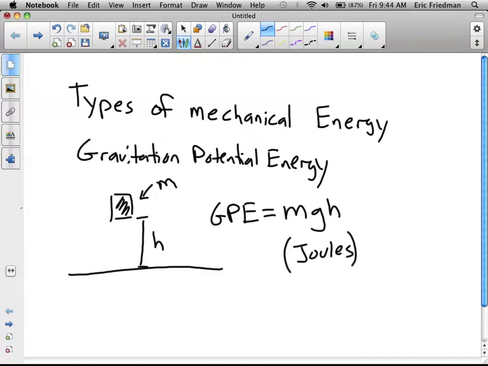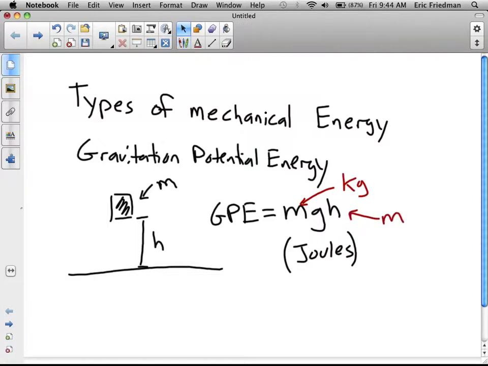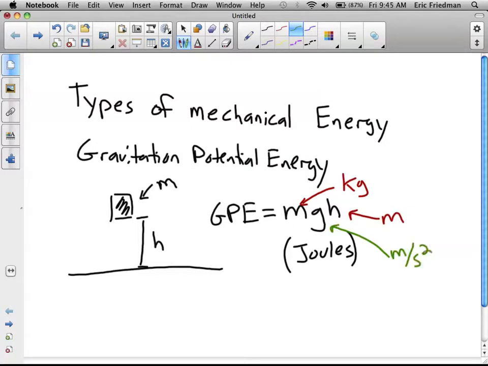As long as you keep the mass in kilograms and you keep the height in meters, and then you use g, make sure your g is in meters per second squared, then automatically it's going to turn out to be in joules. So that works out pretty well.